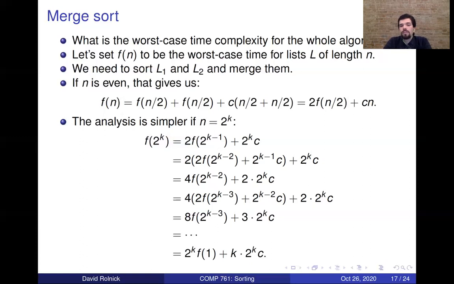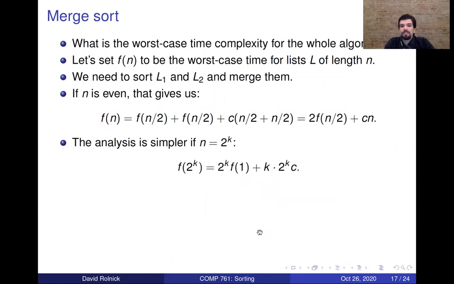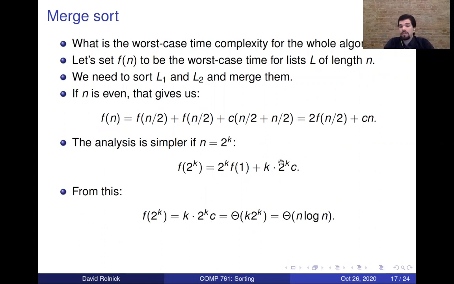OK, so here we have 8 times f of 2 to the k minus 3 plus 3 times 2 to the k c. And we can see the pattern, and we can easily prove the pattern, for example, by induction, that we're going to end up with 2 to the k times f of 1, and all the powers of 2 are coming out. And this k comes out here. First we had 1, 2, 3, and we'll eventually have k times 2 to the k c. And f of 1, well, you've already sorted that list. So what we actually have is k times 2 to the k c, because f of 1 is done, 0.